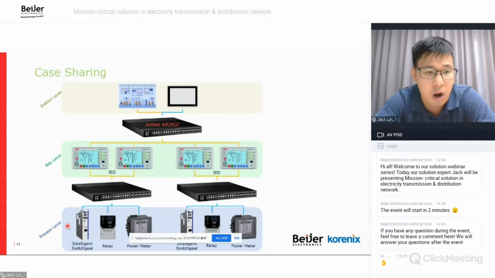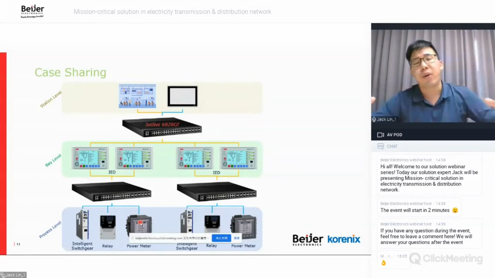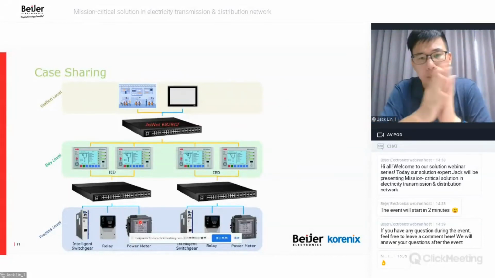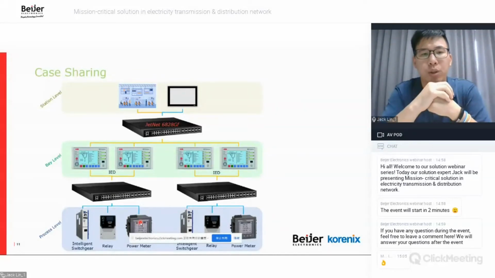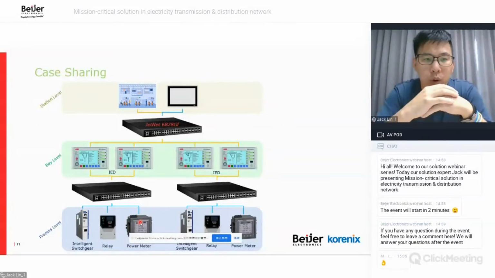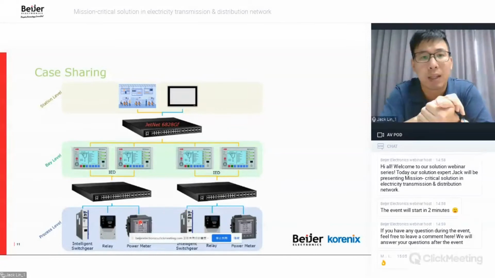At the process level, there are multiple kinds of equipment, such as intelligent switchgear, relays and power meters to monitor the power, obviously. Many different kinds of devices are installed in a substation for the purpose of adjusting the voltage, as I said in the infrastructure introduction, as well as protecting the whole circuit and the whole network from breakdowns and unexpected accidents. That's the purpose of equipping these devices in the substation.